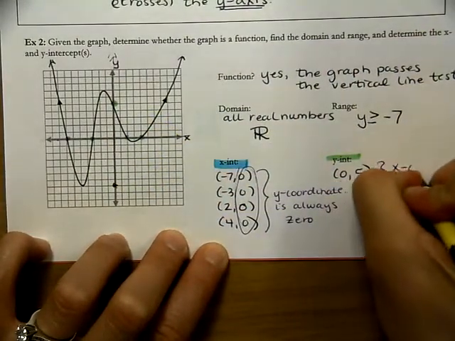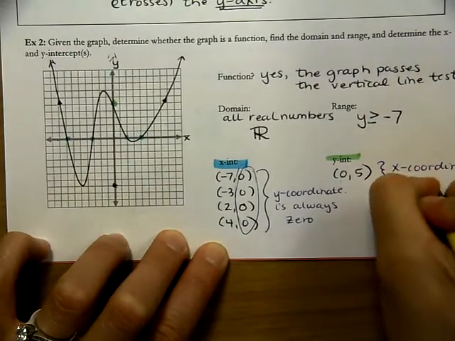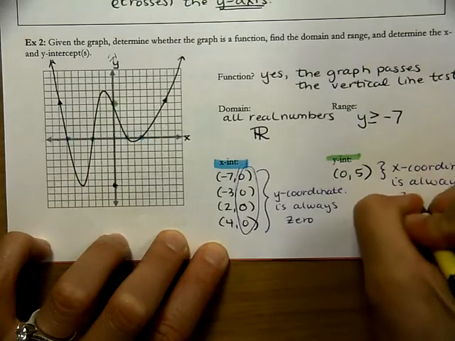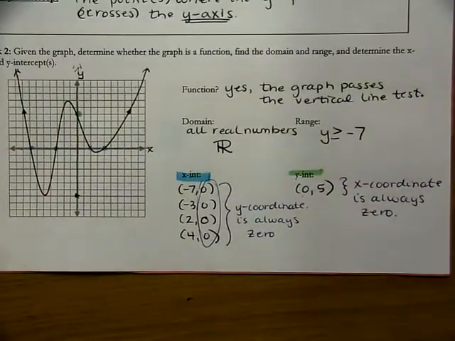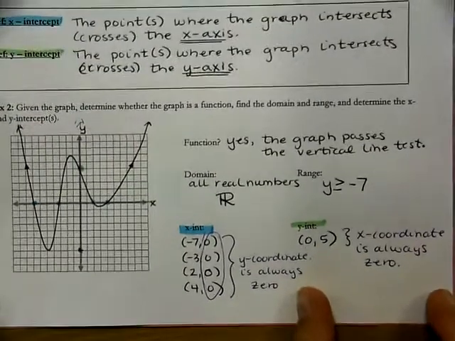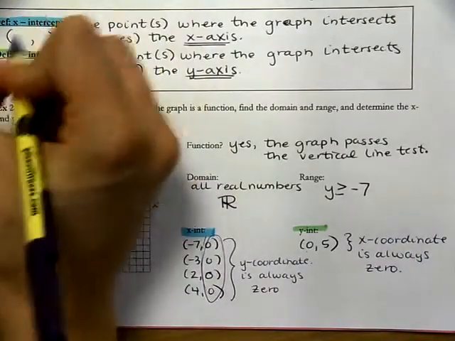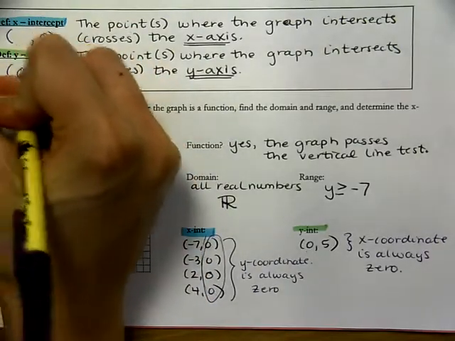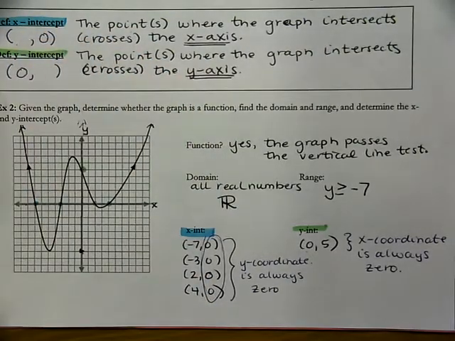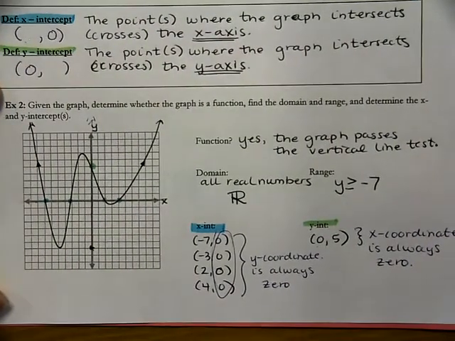So here we have the x-coordinate is always 0. And so what I'd like to do is take a look back up where we had the definitions, and let's add something to that. So scooching back up here, underneath here I want to write that when you have an x-intercept, you're going to have something, comma, 0. And we have the y-intercept, it's going to be 0, comma, something. So that's going to be helpful for us as we continue on with the rest of the notes today.